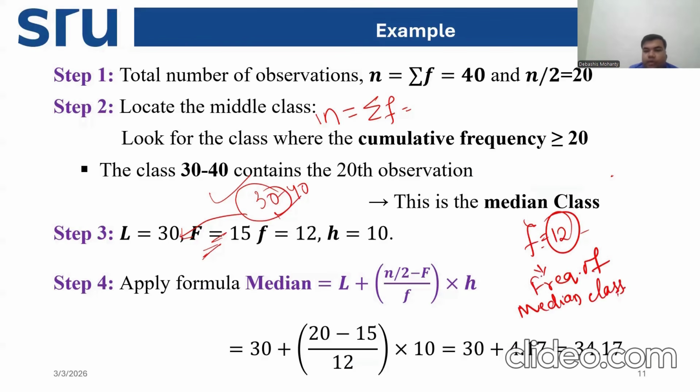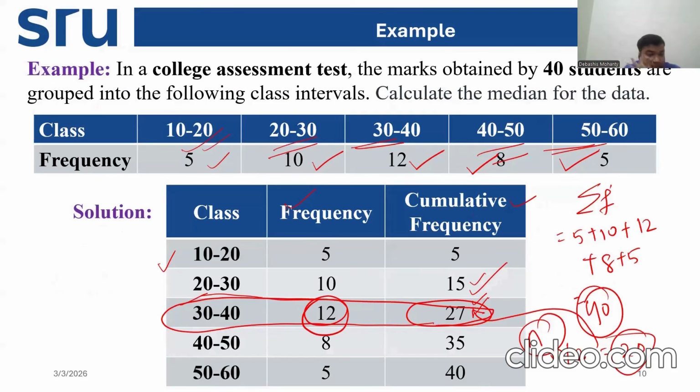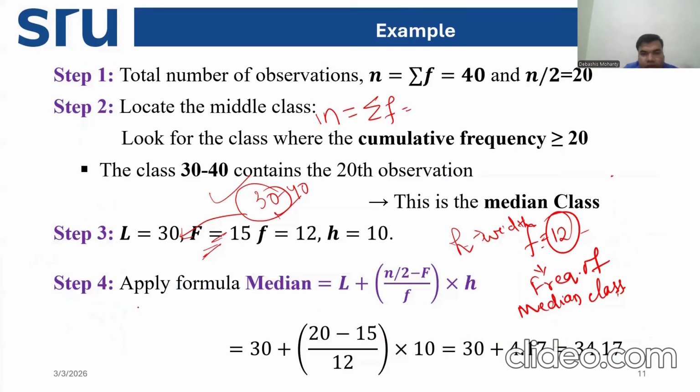Then small h is the width of the median class. So how to find the width? Here the class intervals are given: 10 to 20, 20 to 30, 30 to 40. For 10 to 20, the difference is 10. For 20 to 30, the difference is also 10. So that is the width h value, that is 10. Now we have capital L, the lower boundary of the median class, that is 30. Capital F, the cumulative frequency before the median class, is 15. Small f, the frequency of the median class, is 12, and the h value is 10.